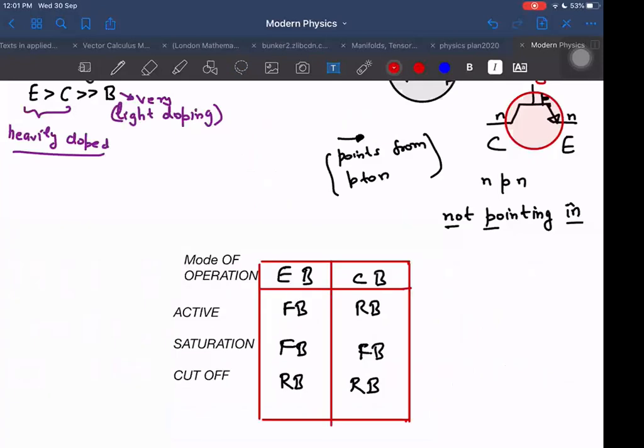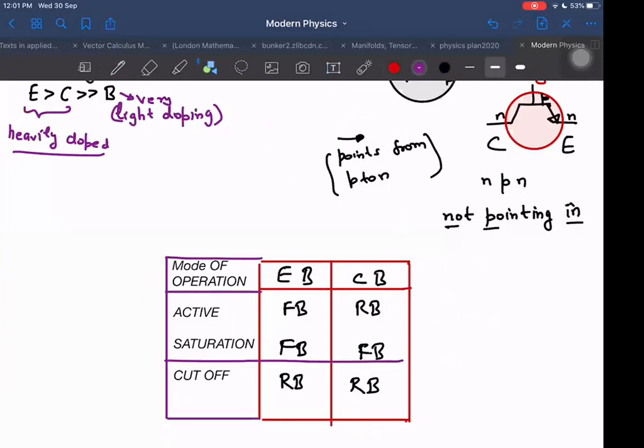Which mode is active mode? When emitter to base is forward bias. And what happens in cutoff mode, when both are reverse bias? Will the current flow? No, sir. No current will flow. In active mode, the current will flow. Since both are reverse bias in cutoff, no current can go in that case.